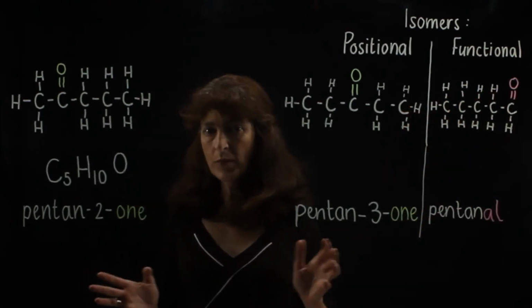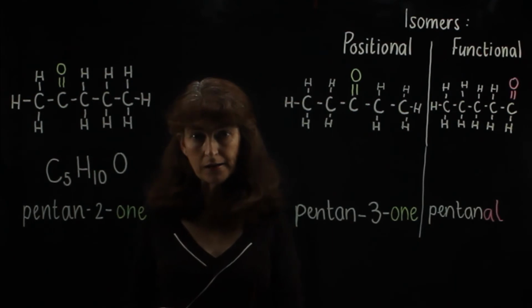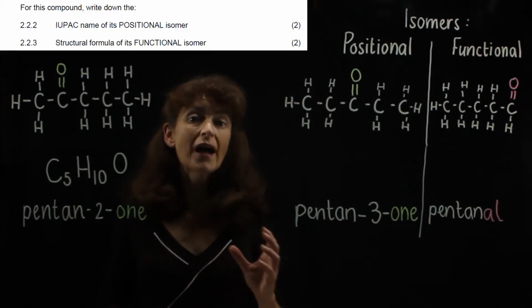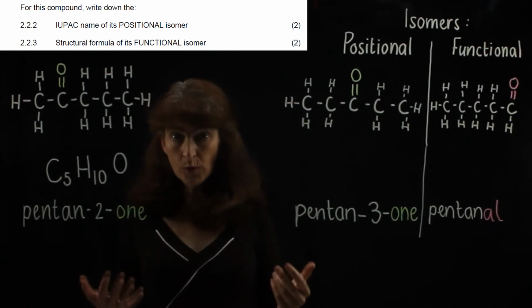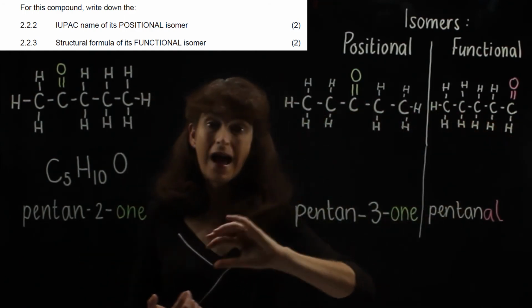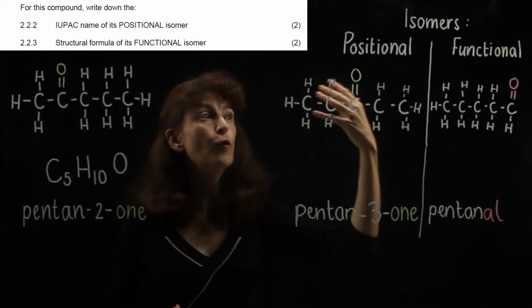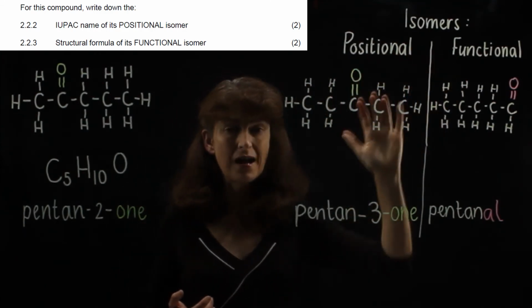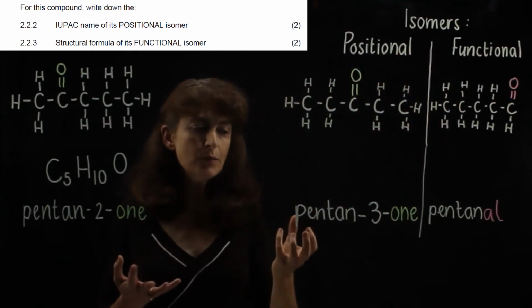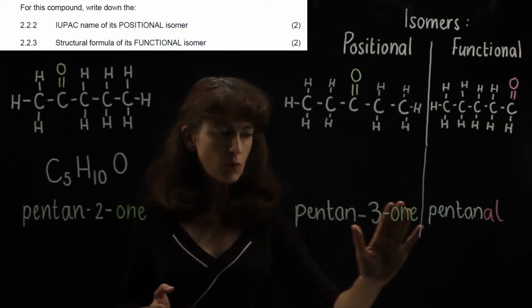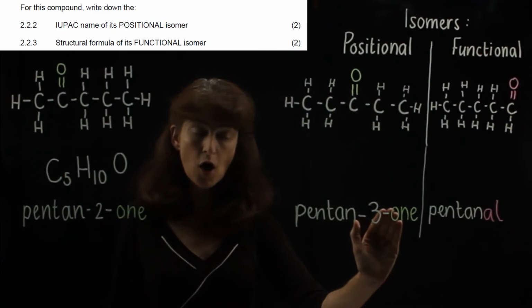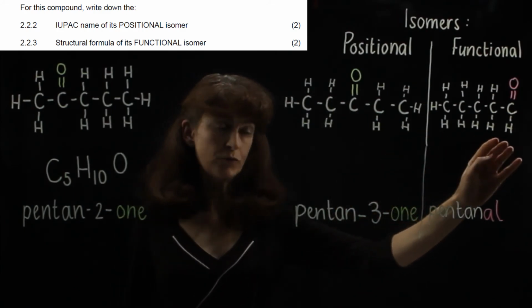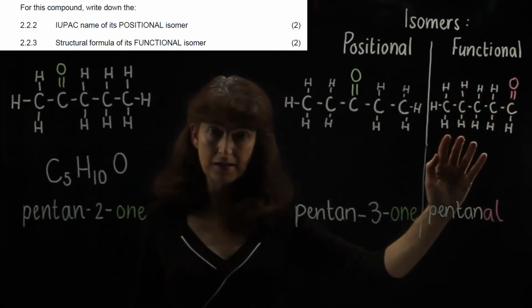So, of course, after you've made sense of the question, as we have just done, you do need to look at what you were actually asked and make sure that you answer what you were asked. And you weren't asked to give the structural formulae and the IUPAC names for both the positional and functional isomers. Instead, you were simply asked to give this one, the IUPAC name of the positional isomer, pentan-3-one, and the structural formula of the functional isomer.